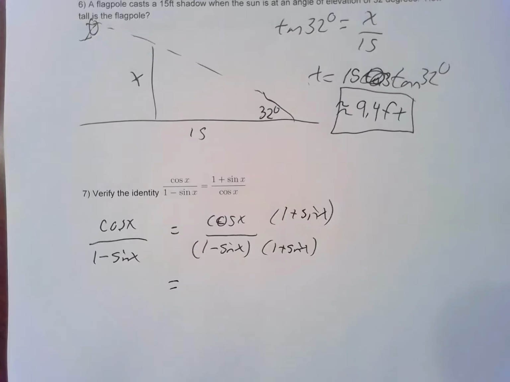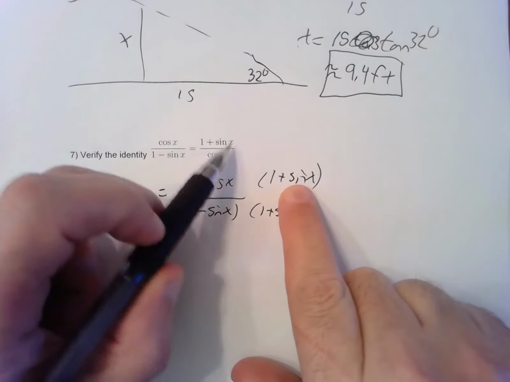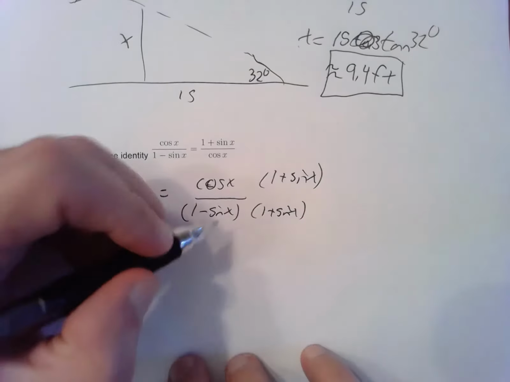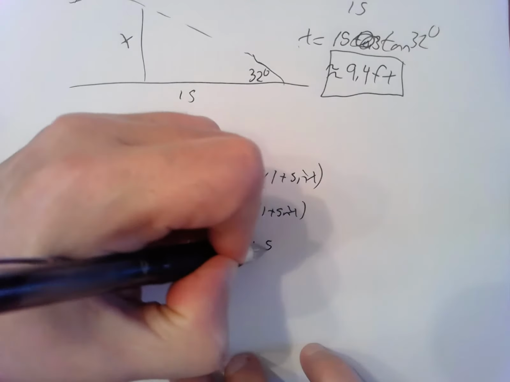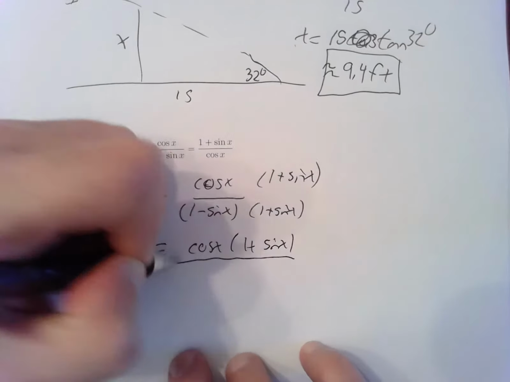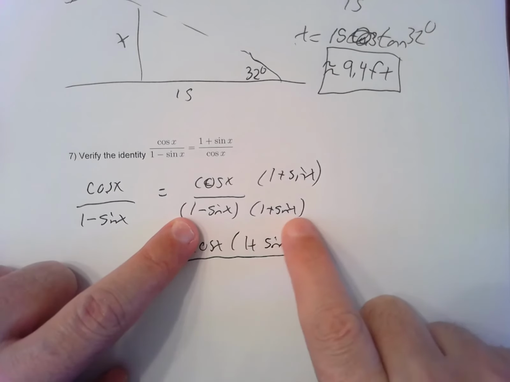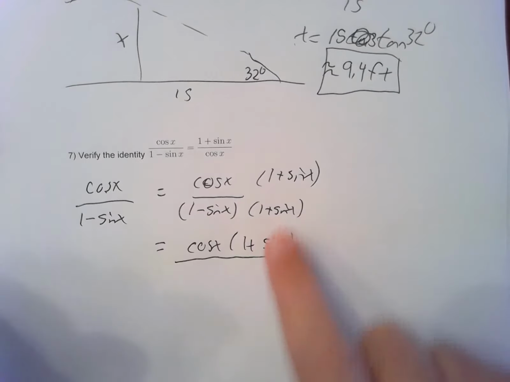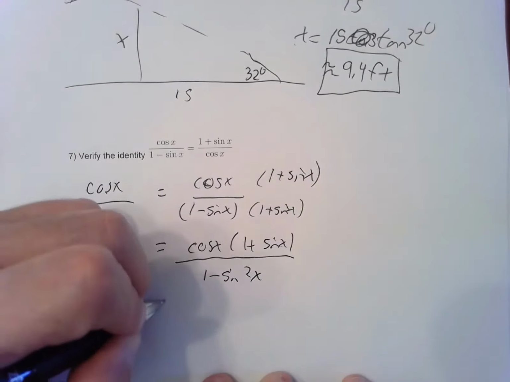Okay, you might think you want to distribute here, but you actually don't. I can see in the end I need a 1 plus sine, so if I distribute, I'm going to have to factor again later. So I'm going to leave the top factored. On the bottom, it's just the difference of squares formula. I get a 1, plus sine, minus sine, those cancel, minus a sine squared. So that's just 1 minus sine squared x.